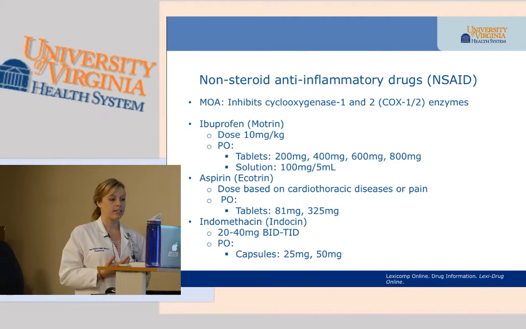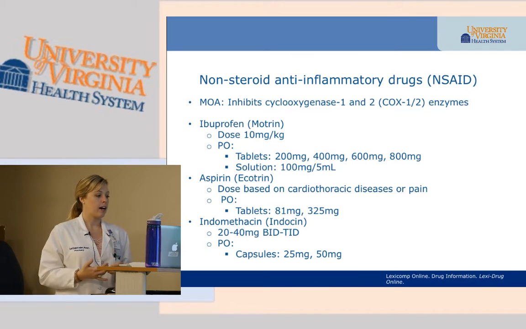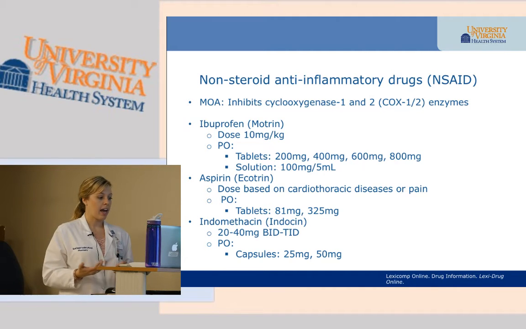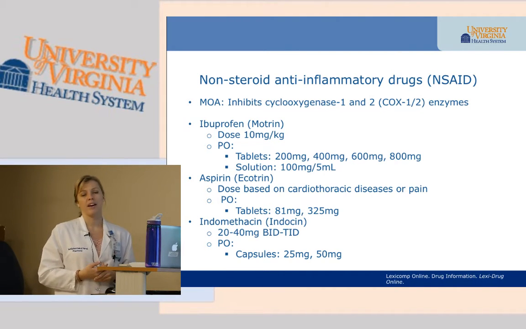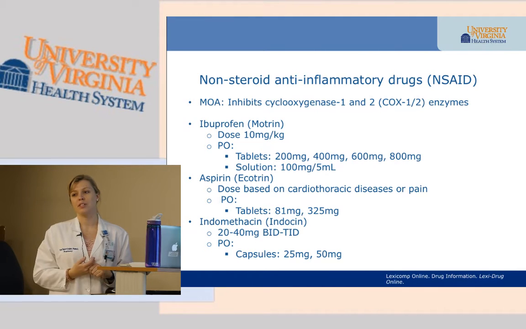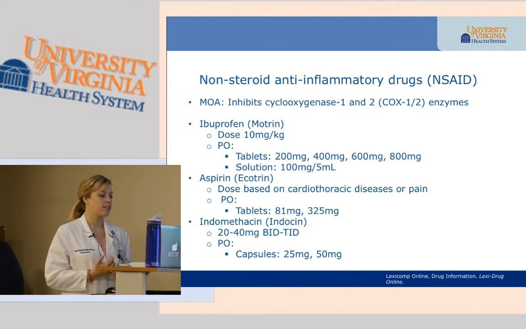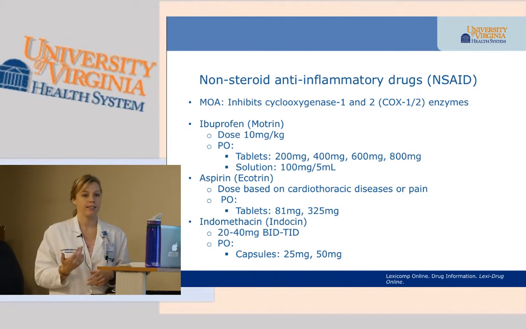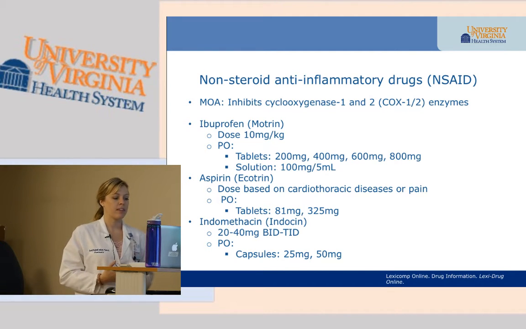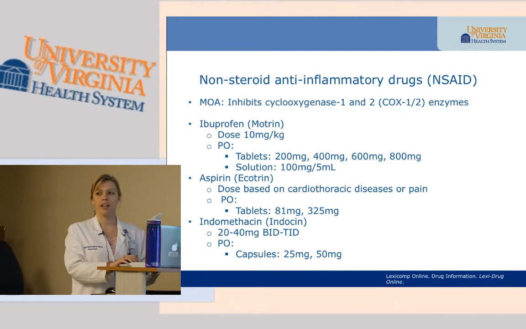So ibuprofen is 10 milligrams per kg. That's something that we use a lot. I think we use a lot of the tablets. Then aspirin's another one. Usually we don't use that for pain, unless it was used for pain a long, long time ago, but this is usually going to be for any cardiothoracic disease. Indomethacin, that one's used mostly outpatient. I don't think we dispense a lot of that here, but it's something you could see.